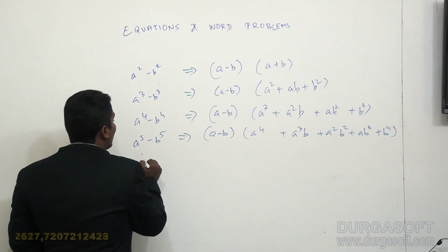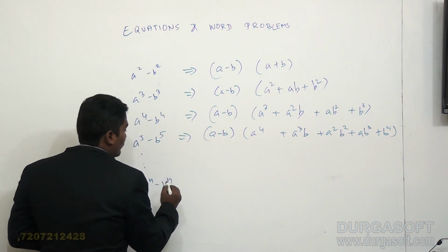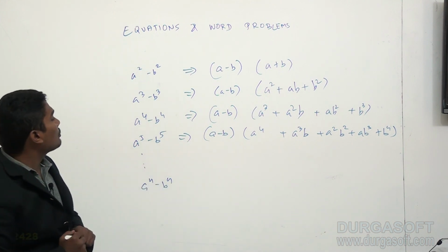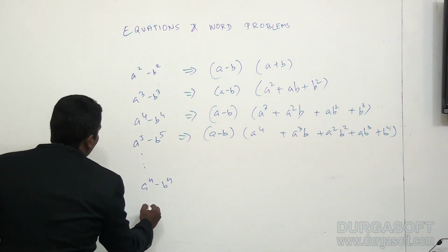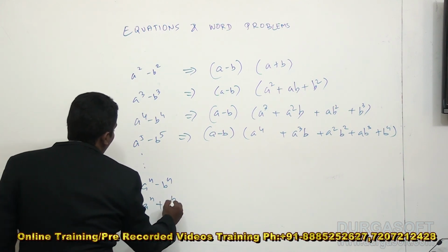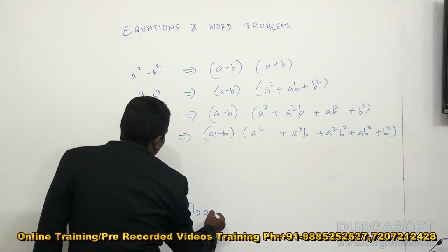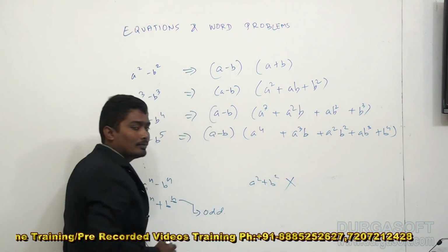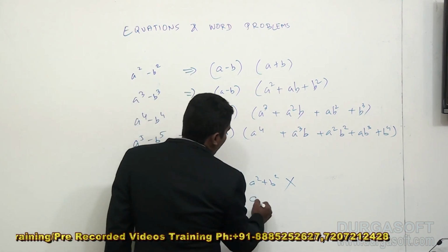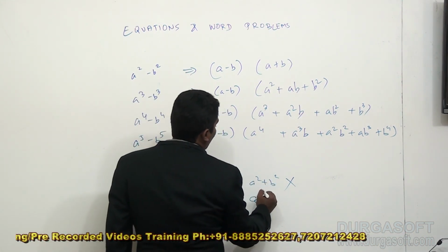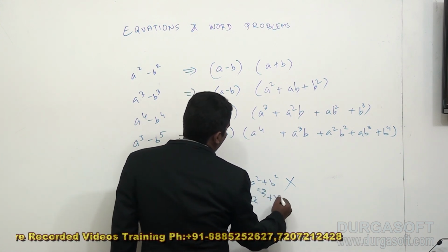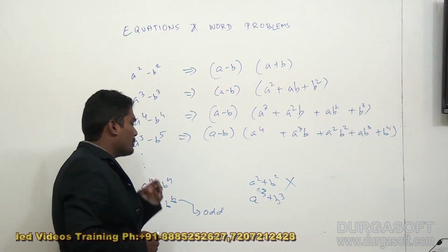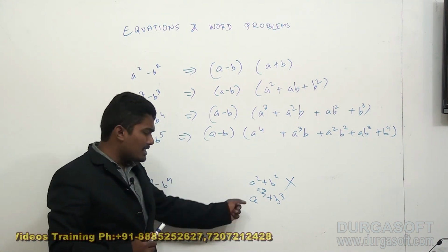This way I can write any value of a power n minus b power n. And the same formula I can apply for a power n plus b power n, provided n value is odd. That is, for a square plus b square, I cannot split that, but a cube plus b cube can be split. However, from your recruitment exam point of view, this type of question will not be asked.